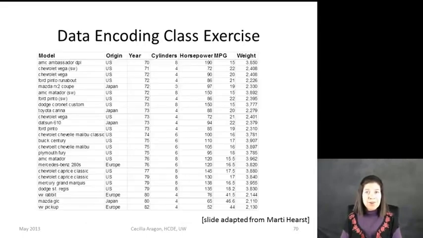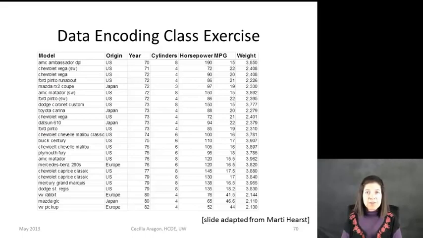Let's move to a data encoding exercise. Here we have a data set of cars. We have the model on the first column, the country of origin, the year, the number of cylinders, the horsepower, the miles per gallon, and finally the weight in pounds. I would like you to create a visualization that encodes all 7 dimensions of this data set. Make the perceptually appropriate choices and be prepared to explain.